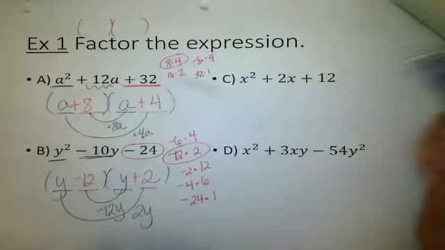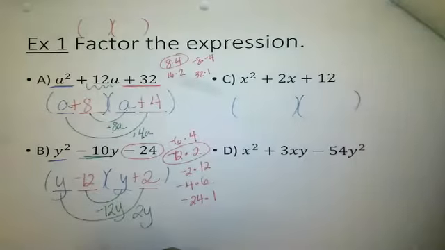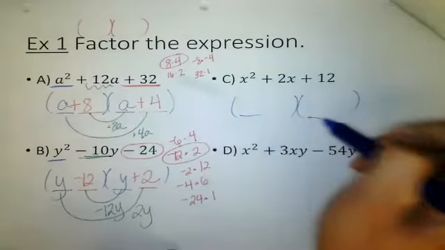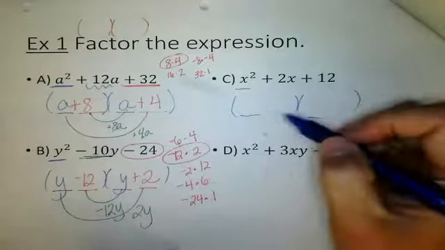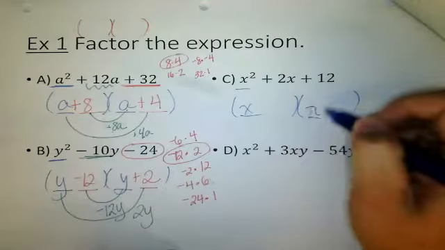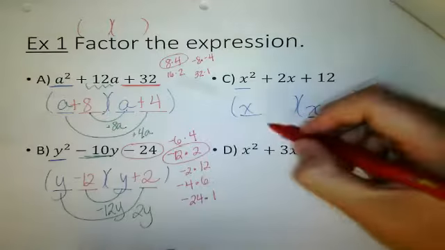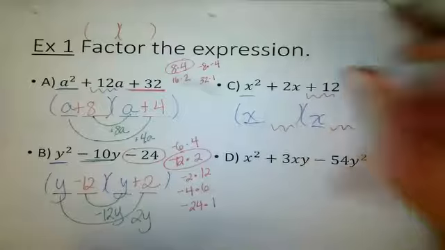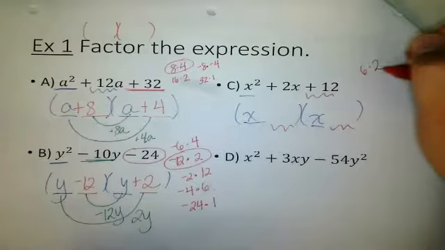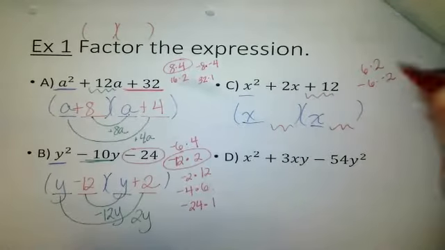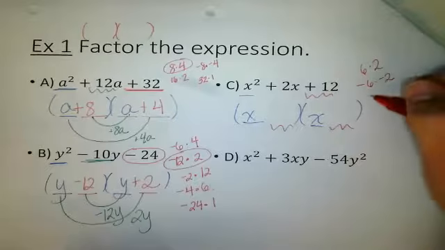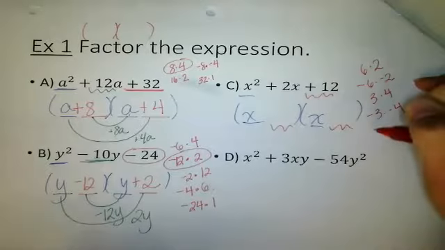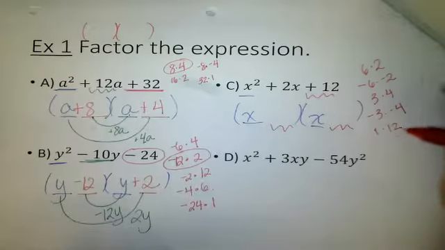Letter C. Double bubble. First times first is x squared. What times what is x squared? Okay, good. And last times last has to be positive 12. What times what is positive 12? Negative 6 times negative 2. Positive 6 times positive 2. What else? 3 times 4. Negative 3 times negative 4. 1 and 12. Negative 1 and negative 12.